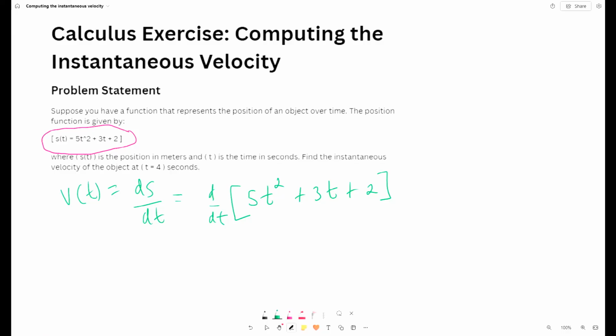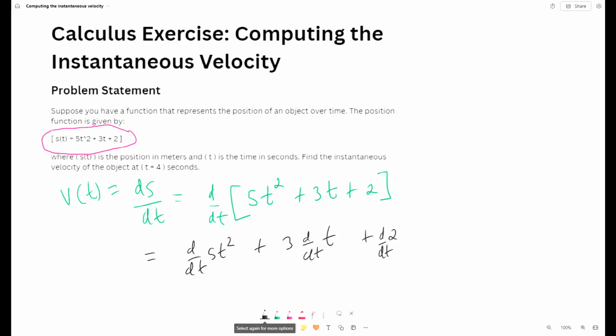Since this is a polynomial function, we can separate each term and take its derivative, and we can use the power rule for these ones. So we can do as follows. That's equal to d dt of 5t squared plus 3 d dt of t plus 2 d dt of 2.